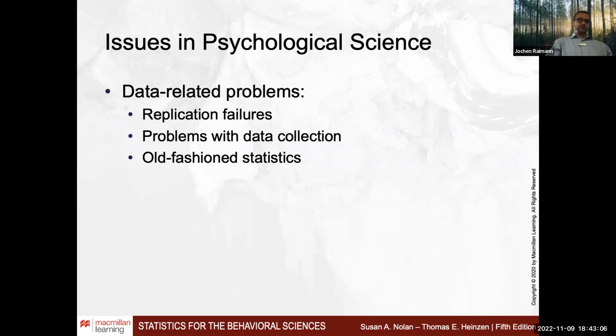It's quite amusing. Okay, data-related problems with research are replication failures, where somebody tries to replicate your research findings and is not able to. That's a problem. It's usually a design issue or sample size issue, so various problems can arise from that. There are also problems with data collection, sometimes fraudulent or inaccurate measures, lab failures, various reasons, and old-fashioned statistics that do not follow state-of-the-art methodology.